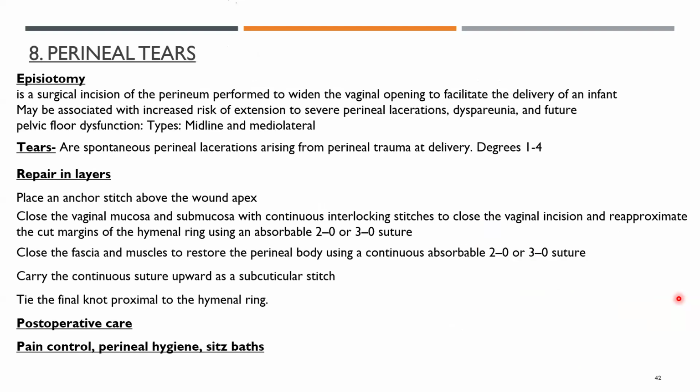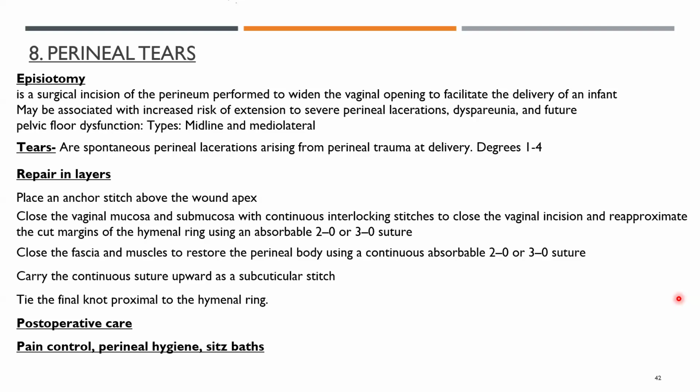So how do you approach this? We have to repair in layers. You don't just go in and stitch the outermost part. No, you have to go in, and this needs to be done immediately, by the way. So place an anchor stitch at the apex of the wound. From there, close the vaginal mucosa and submucosa with continuous interlocking stitches. Then close the vaginal incision and reapproximate the cut margins of the hymenal ring using an absorbable suture, because you're not going to go back in and remove those sutures.